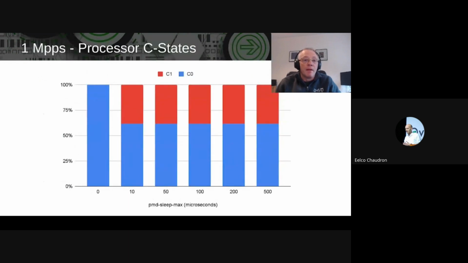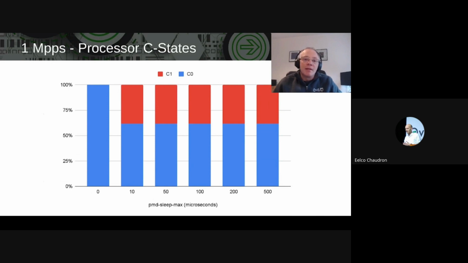Okay. So now we look at the 1 million packets per second case, and we see something a little bit more interesting. So for 0, it means we don't do any sleep. So we see what we saw previously, where we just stay in C0. But for the other cases where we allow some sleeps, we drop to C1 at certain points in time.